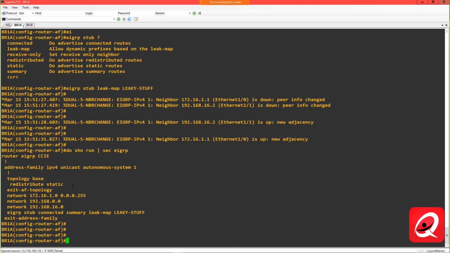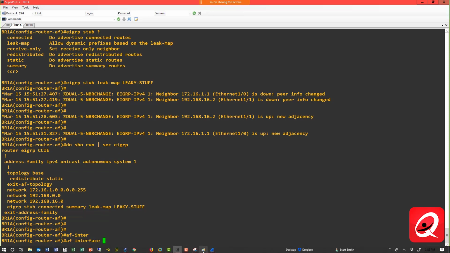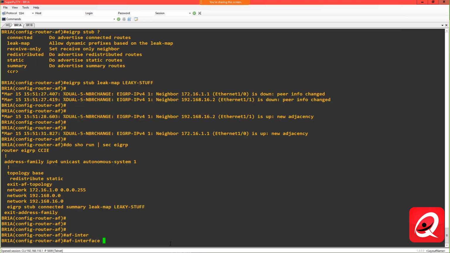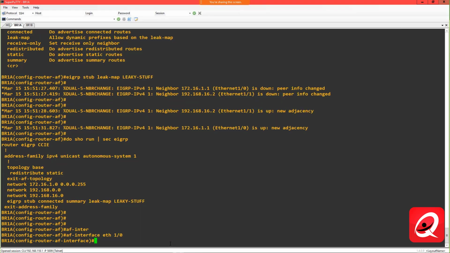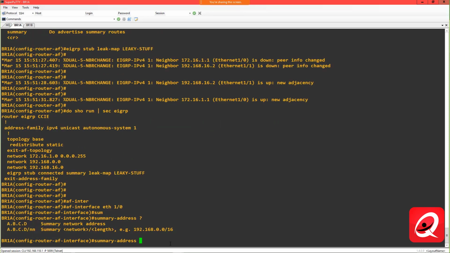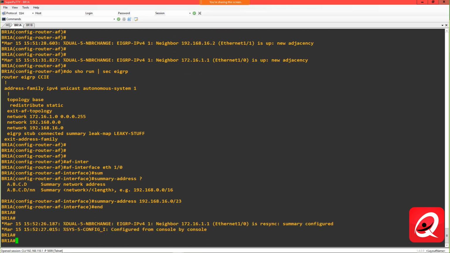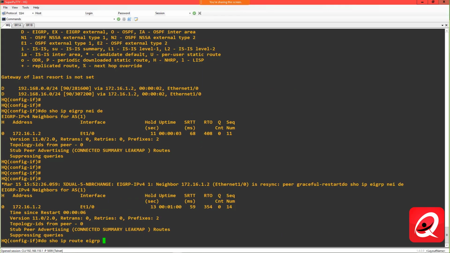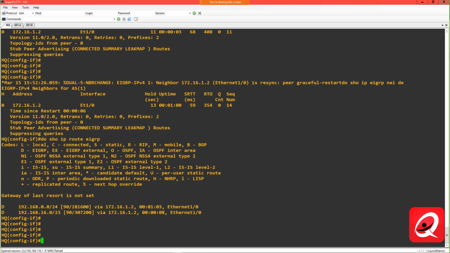Now, summaries are done under the interface. So in named configuration, we have to go into AF interface, and we're going to apply that summary to Ethernet 1.0. All right, so Ethernet 1.0, summary address. We don't need the EIGRP because we're in address family mode, 192.168.16.0/23. All right, so I should now see that summary route in this router. So we're back to where we were before.